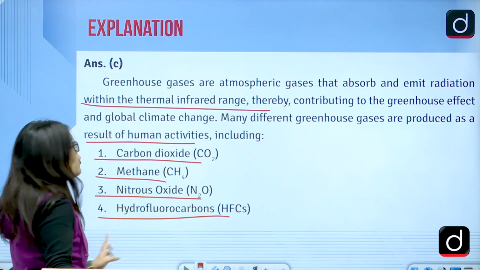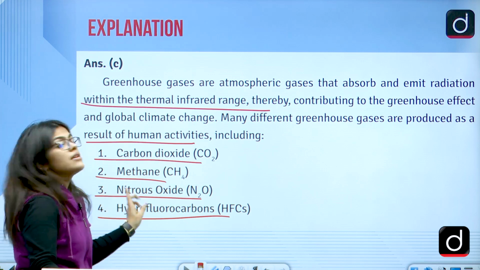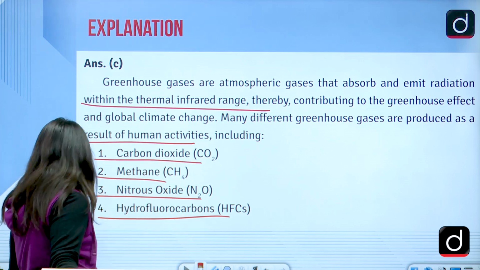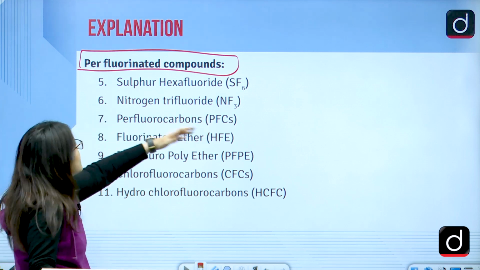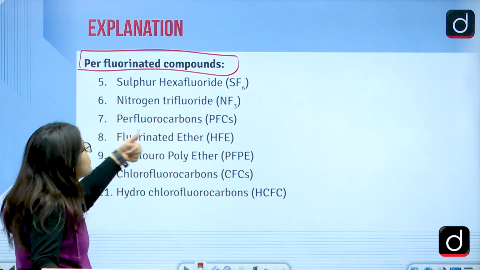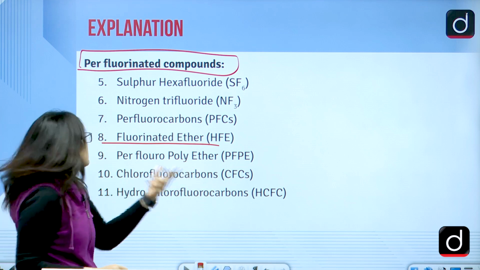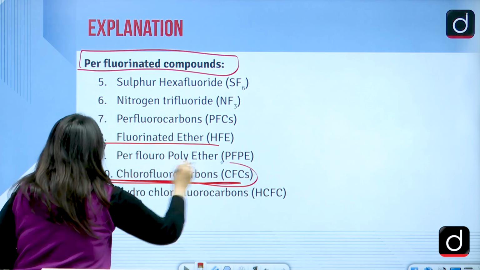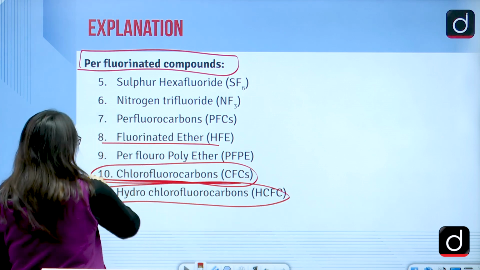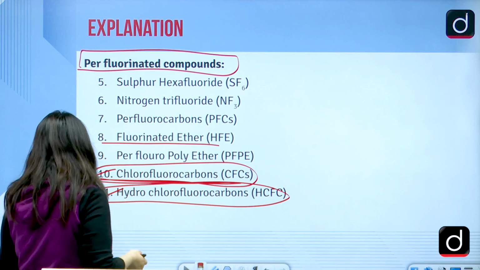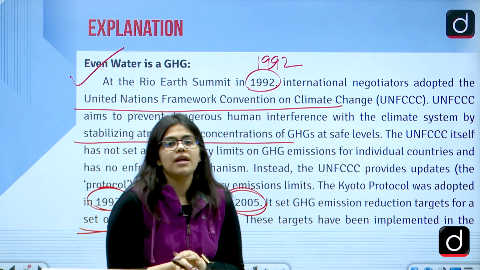Then you should know what all the greenhouse gases are that we have. We have carbon dioxide, methane, nitrous oxide, then we have hydrofluorocarbons, perfluorocarbons, sulfur hexafluoride, nitrogen trifluoride, fluorinated ether, perfluoroether, and chlorofluorocarbons, right? We have hydrochlorofluorocarbons as well. These two are also important. So when you know all of these gases, you will understand what the right answer would be.